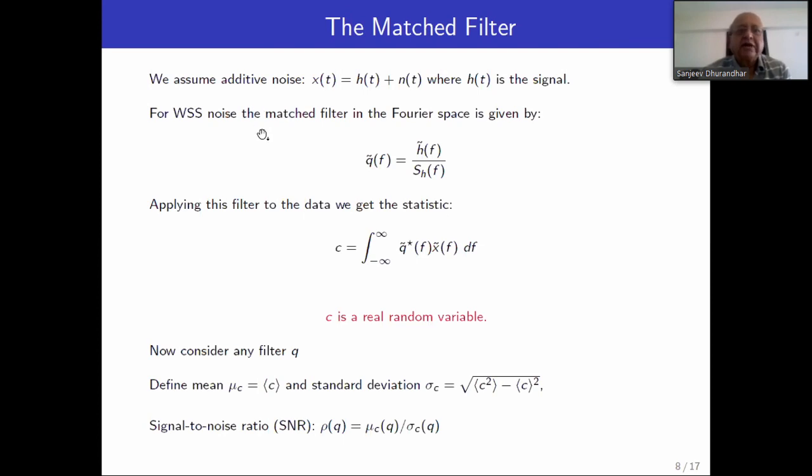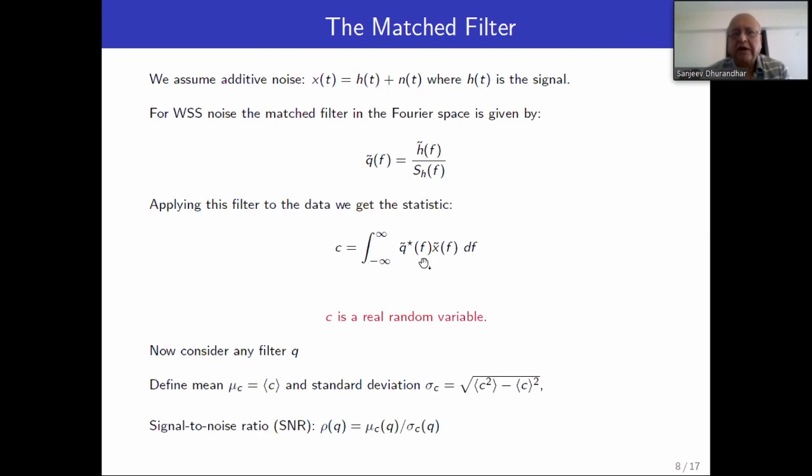In WSS noise, the match filter in Fourier space is given by this quantity. You define Q of f equal to h of f, where h of t is your signal, say from the black hole binary of a particular mass, divided by S_h of f. So you divide the signal by this, and then you apply this filter to the data. Your data is x of t. You apply this filter: the integral of Q star of f times x of f df, from minus infinity to plus infinity.